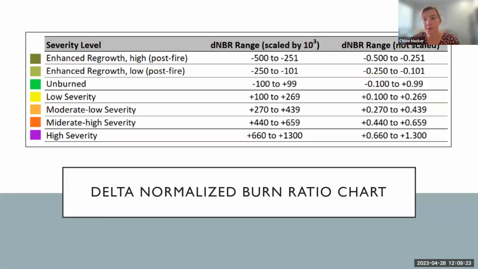So this chart shows the different ranges for burn severity and what color is associated with what severity level. And then this is the symbology that I applied in the tool. So the darker greens show regrowth at a high or low rate. That bright green is unburned. And then from the yellows to purples, we go from low severity up to high severity. So you can, at a quick glance, have those colors pop out and associate them to what severity level they are showing.